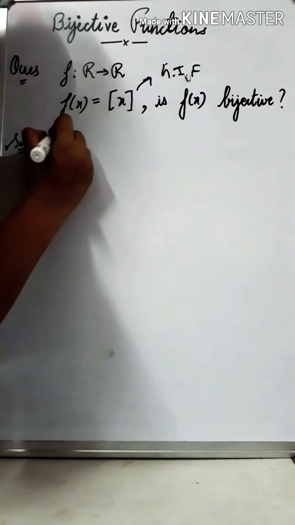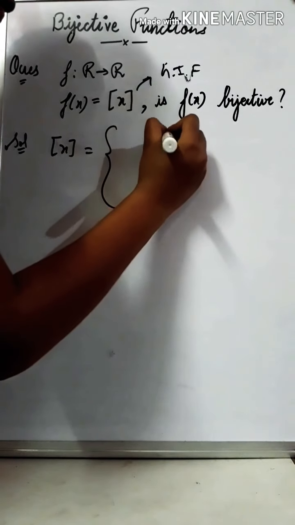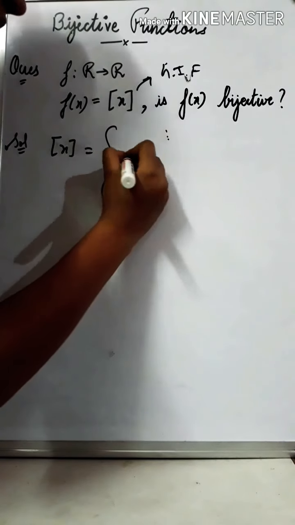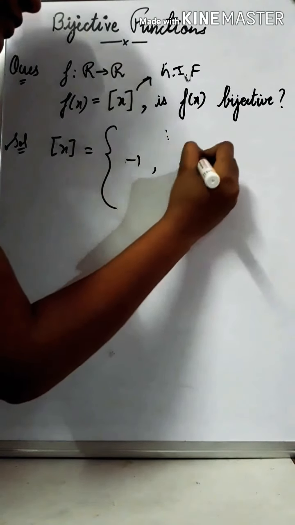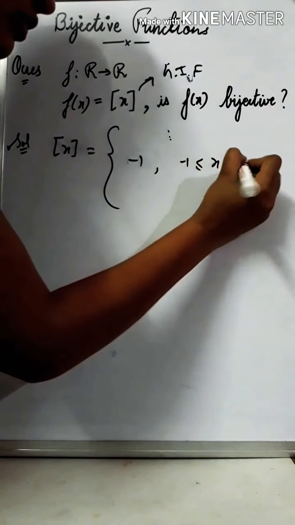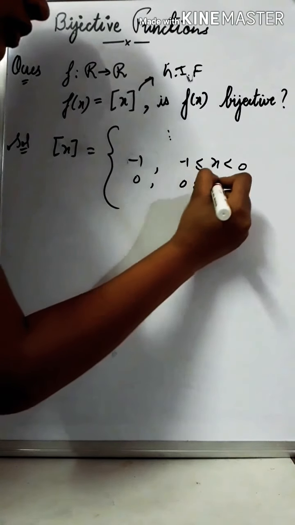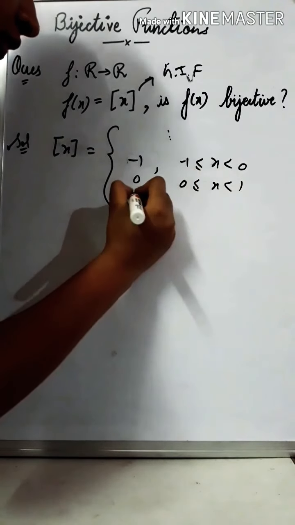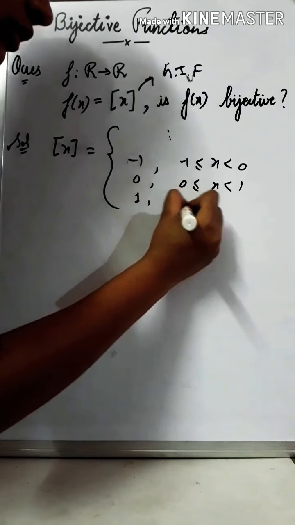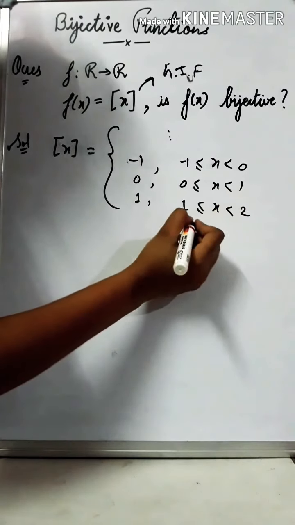See, your greatest integer function is where, suppose, let me tell you, -1 when x is smaller than 0, 0 when 0 is smaller than x is smaller than 1, and we go like 1 when x is smaller than 1 is smaller than 2, and so on.